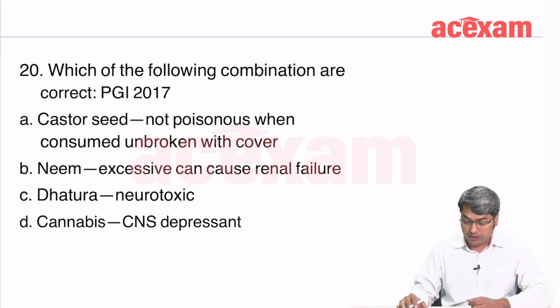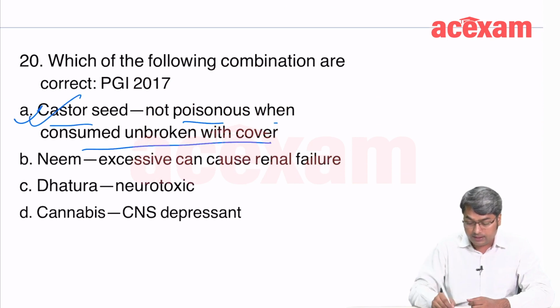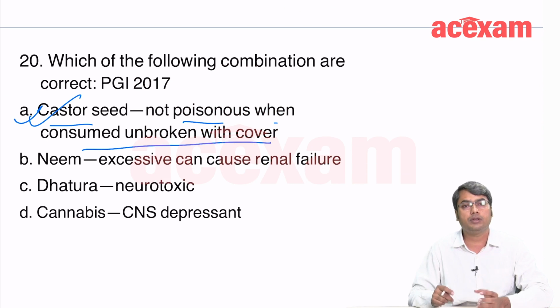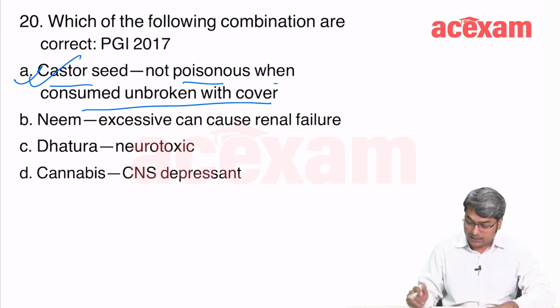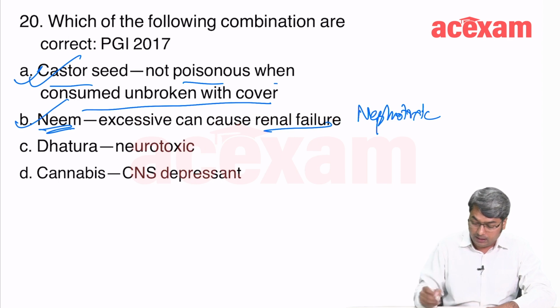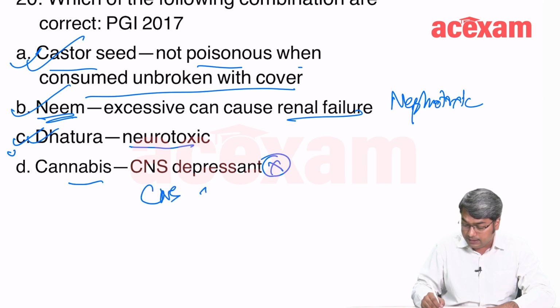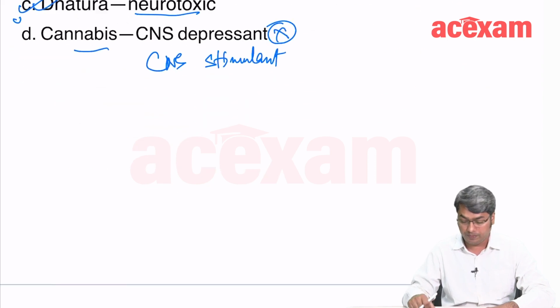Which of the following combinations are correct? Castor seed is not poisonous when consumed unbroken with cover. Yes, this is correct. Castor seed is only poisonous when the seed is crushed and the upper cover is removed. Neem in excess can cause renal failure as it is nephrotoxic. So, this is also true. Datura is a neurotoxic poison. Yes, this is true. Cannabis is CNS depressant. No, cannabis is CNS stimulant. So the options A, B and C are true.